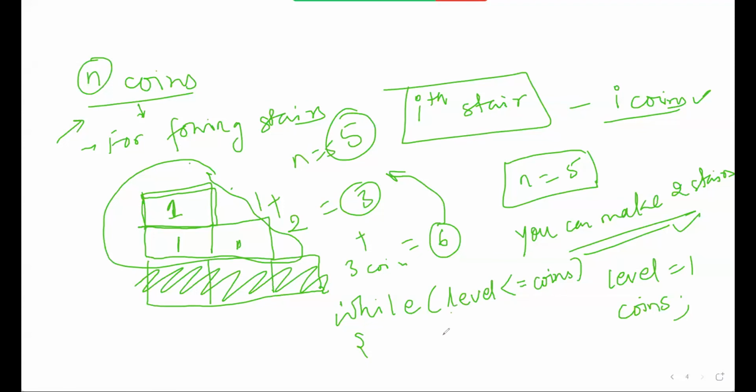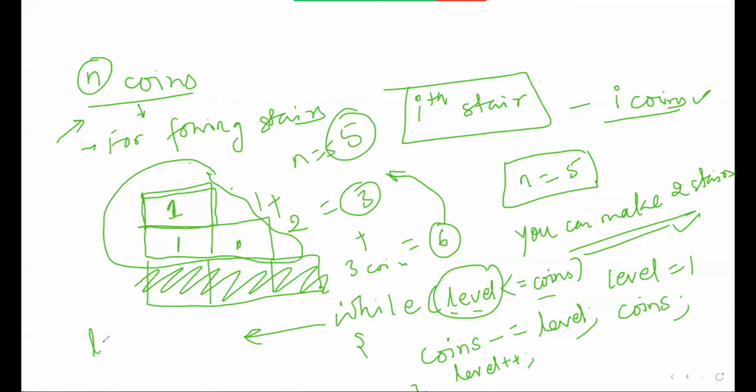Now what is happening: for forming this level, I'll require this many coins. So I need to reduce my coins and increment my level. In this way, I'll be able to get the maximum number of levels that I can have. At the end, when we come out of the loop, the value of level will tell us how many stairs we can build. That's it. So this was the first easy problem. I hope you understood this one.